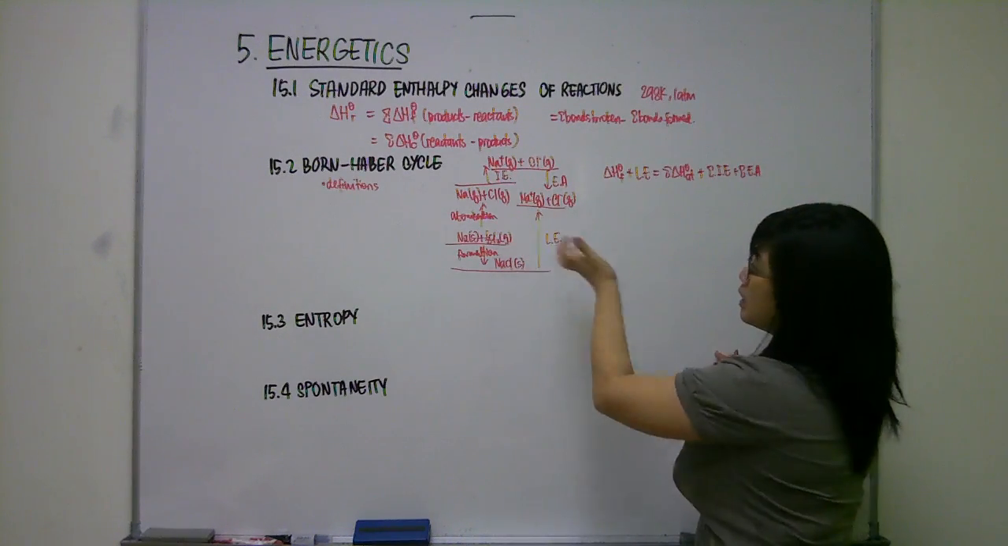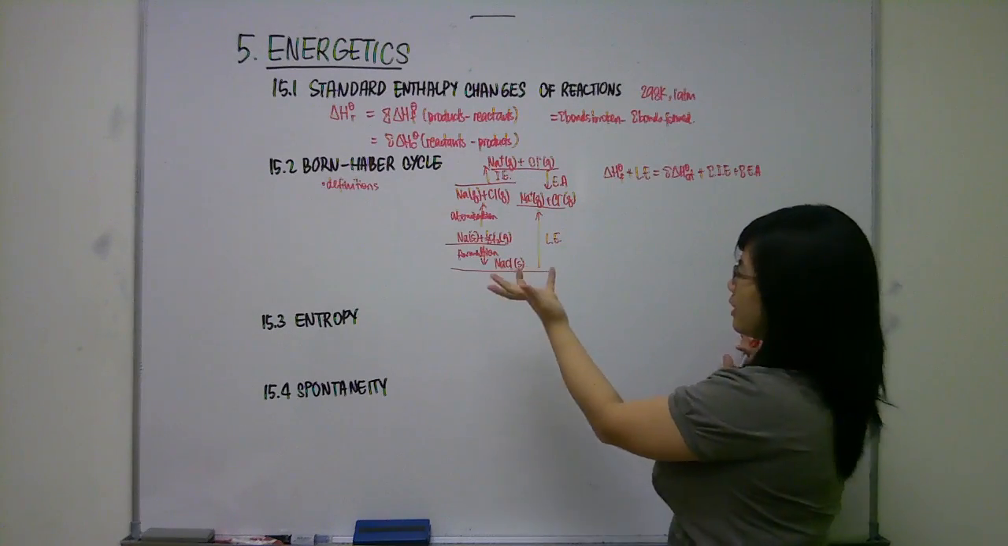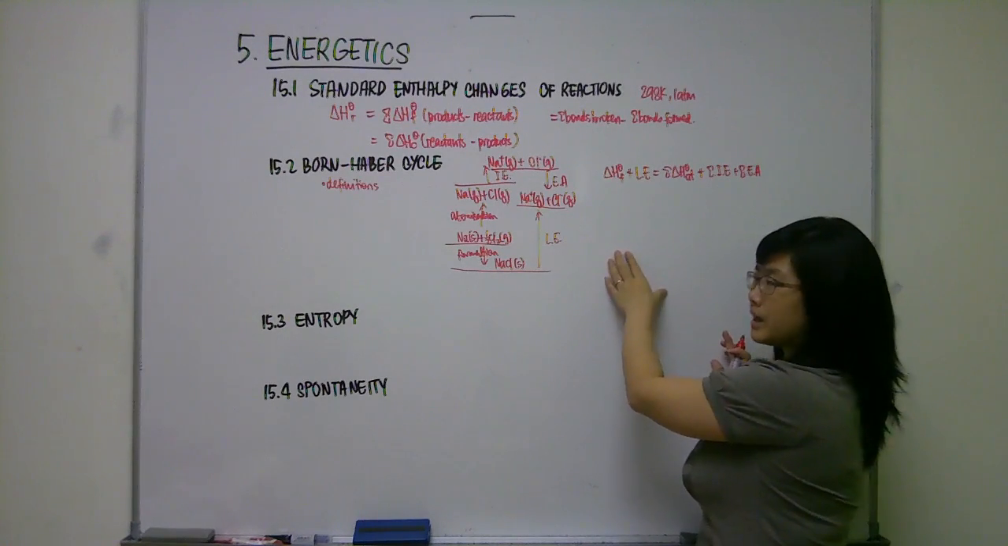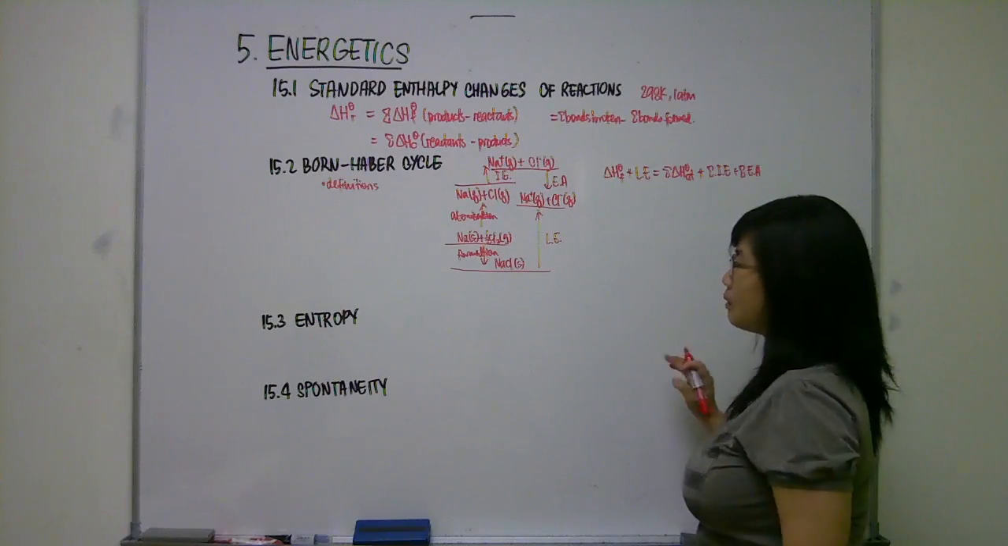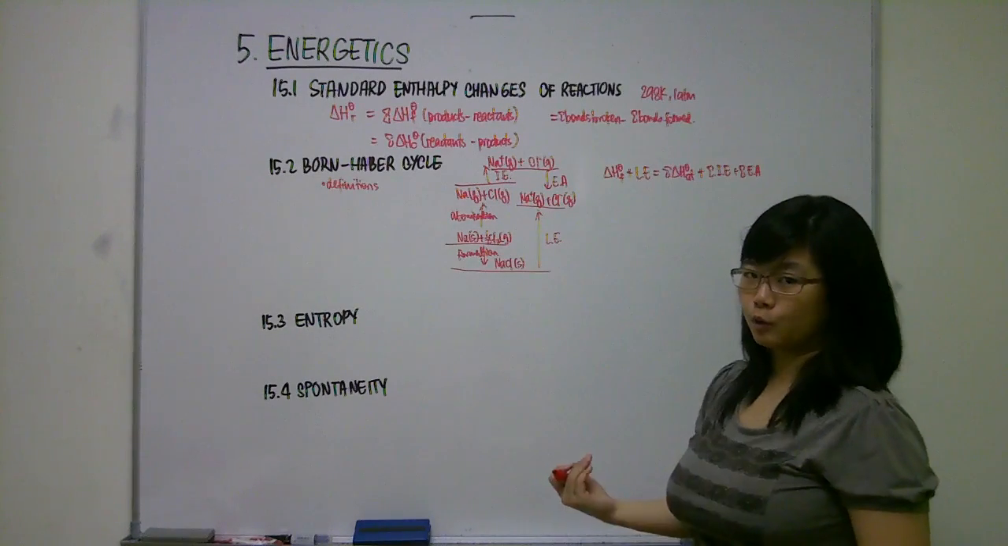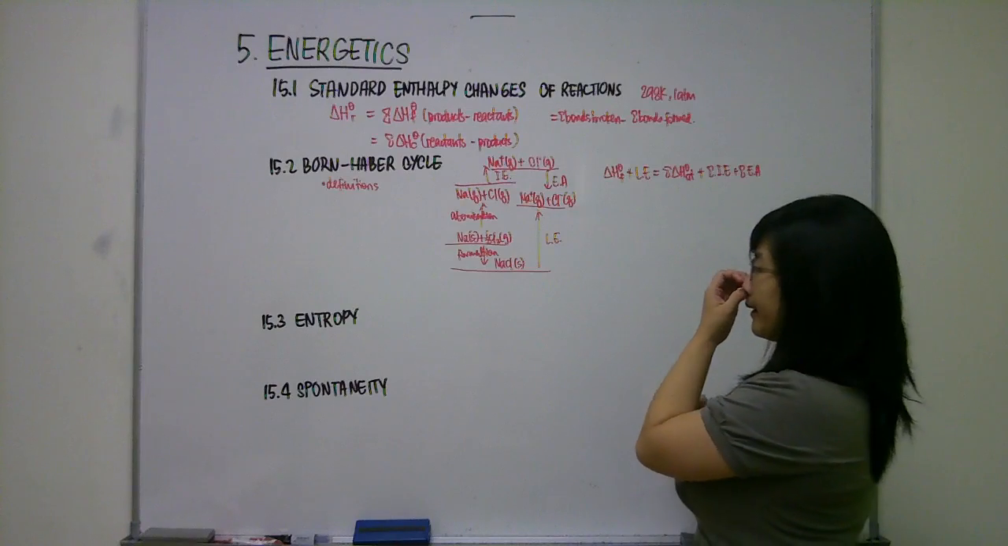From there the question can be modified. Usually we ask for lattice enthalpy, but you can just make any one of them the unknown.